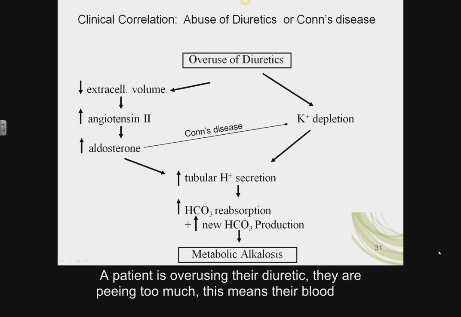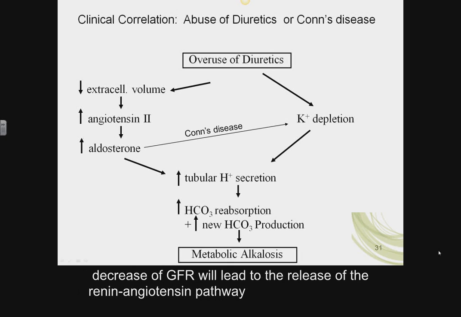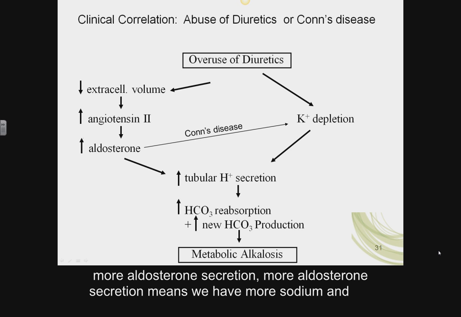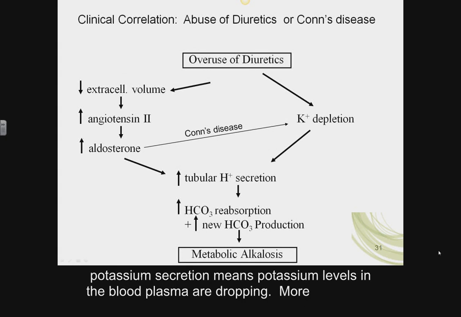Let's back up a bit. A patient is overusing their diuretic. They are peeing too much. This means their blood volume is going down. Decreased blood volume means GFR is also going down. A decrease of GFR will lead to the release of the renin-angiotensin pathway, ultimately leading to more angiotensin II synthesis, where angiotensin II means we have more aldosterone secretion, and more aldosterone secretion means we will have more sodium and water reabsorption, coming at the price of more potassium secretion.